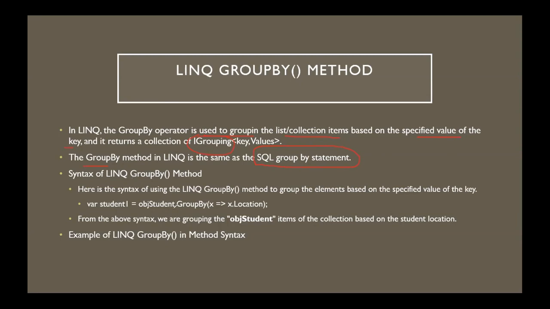Syntax, you have something like this. This is the data source, which can be a collection or array. It can be anything. It can be a data source from SQL or from XML, whatever it is. Dot group by method, and you can pass a lambda argument out here. The group by location is saying that we are grouping the object items of the collection based on student's location. And this will return the IGrouping interface with a key value. So let's see an example of this.